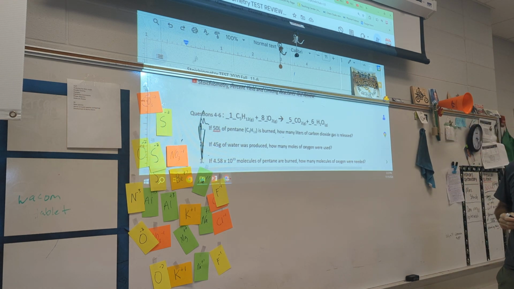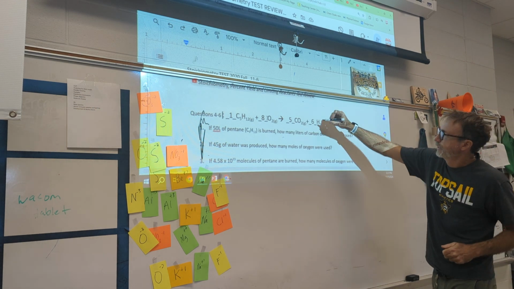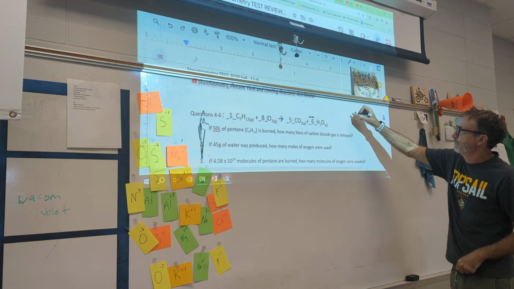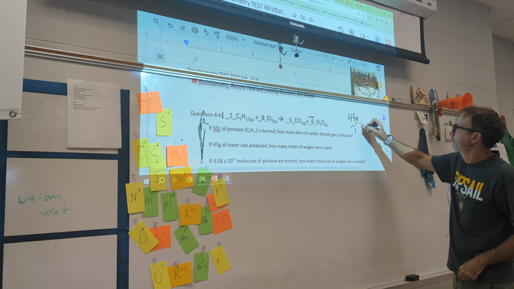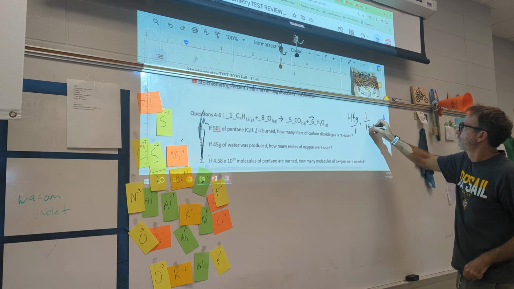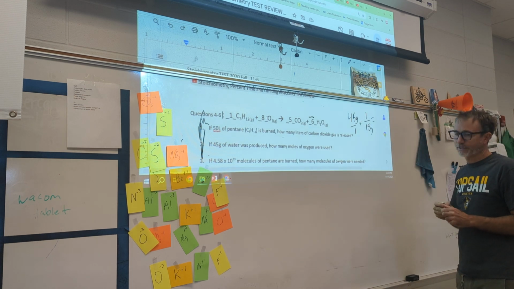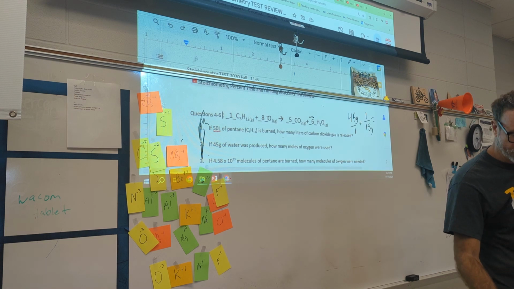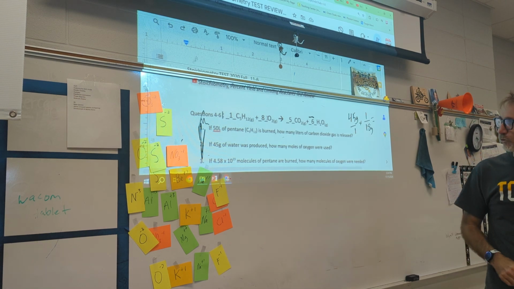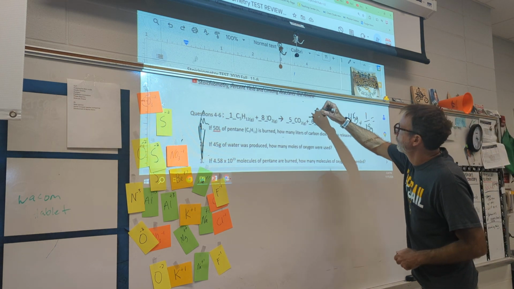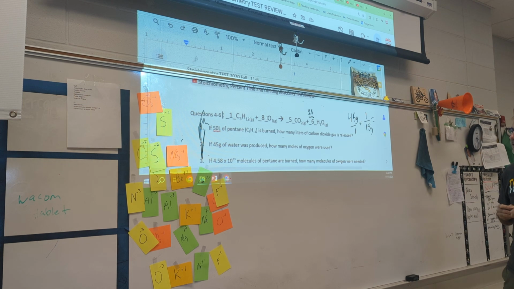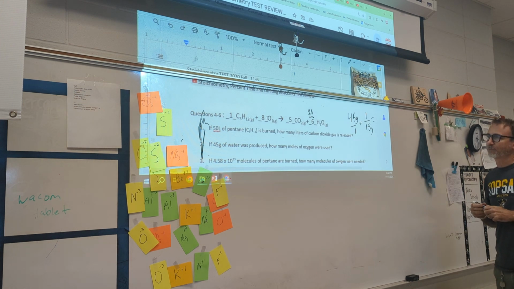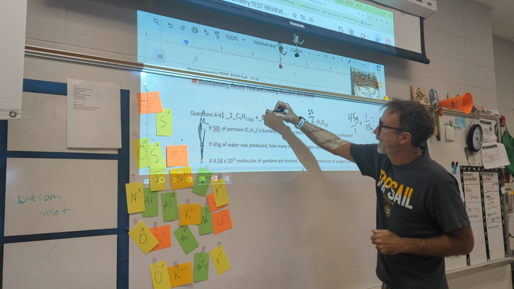If 45 grams of water was produced, we've got to convert that to moles. Water we know is 18 grams per mole, so basically 45 divided by 18 is 2.5. So really, 45 grams is 2.5 moles of water. How many moles of oxygen were used? Here's oxygen.